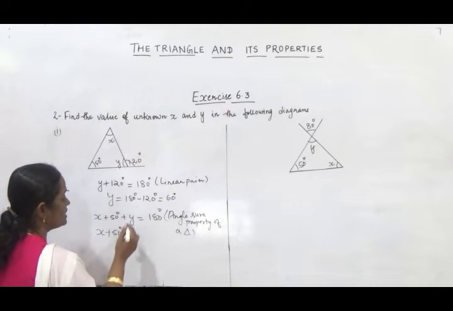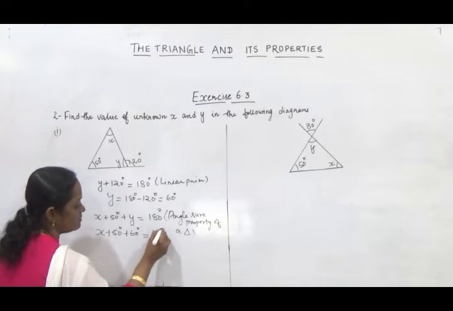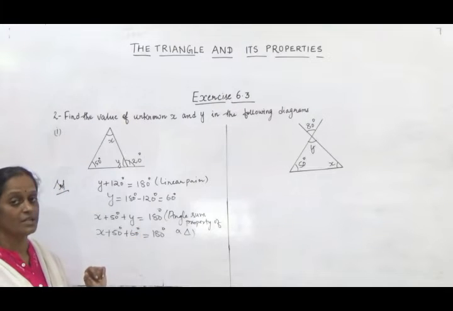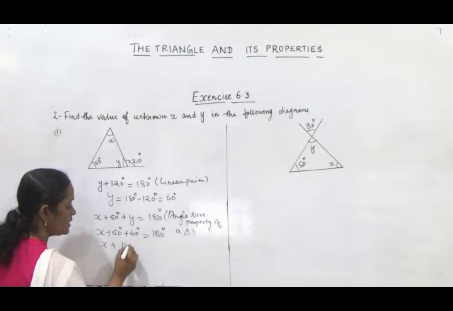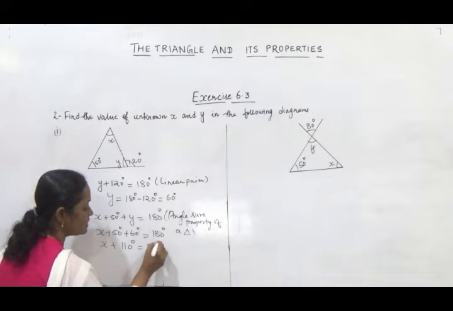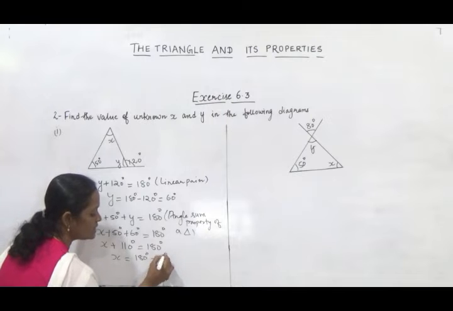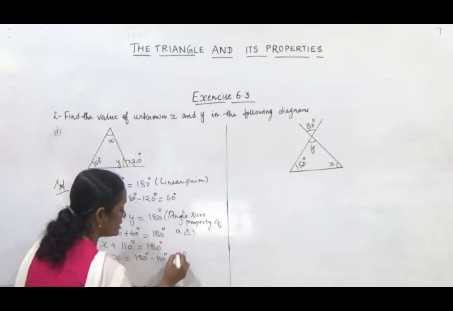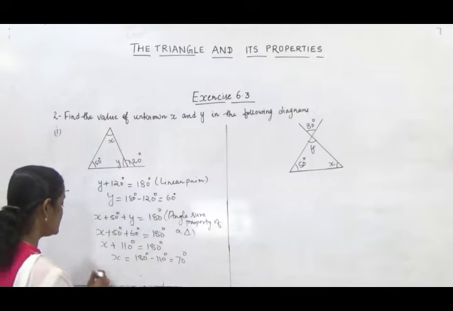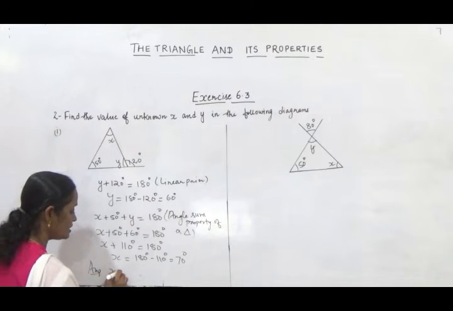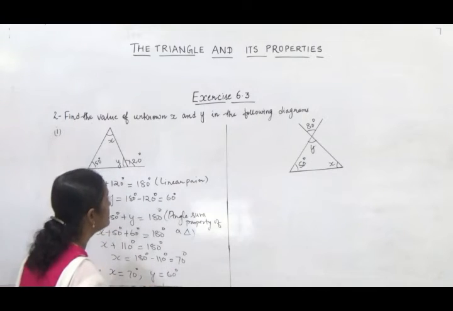We have found the value of y as 60 degrees. We will substitute y as 60 degrees. So x plus 50 plus 60 degrees is equal to 180 degrees. Now x plus 50 plus 60 is 110 degrees, which is equal to 180 degrees. Now the value of x will be 180 minus 110 degrees, that is 70 degrees. So the value of x is 70 degrees and the value of y is 60 degrees. So you can write the answer as x is equal to 70 degrees, y is equal to 60 degrees.